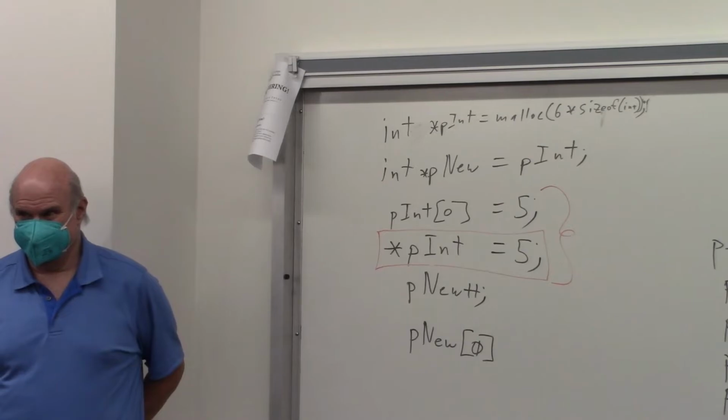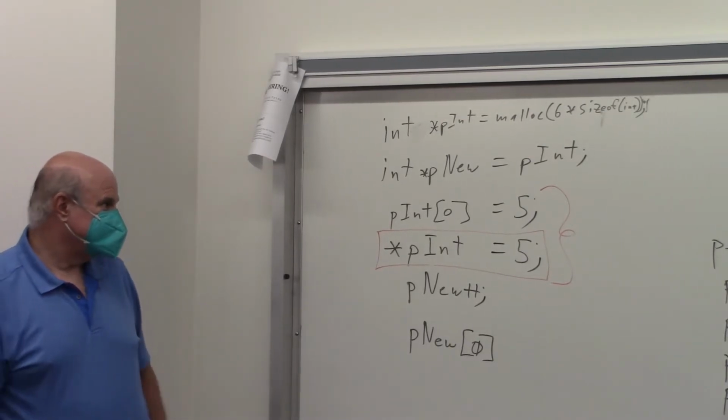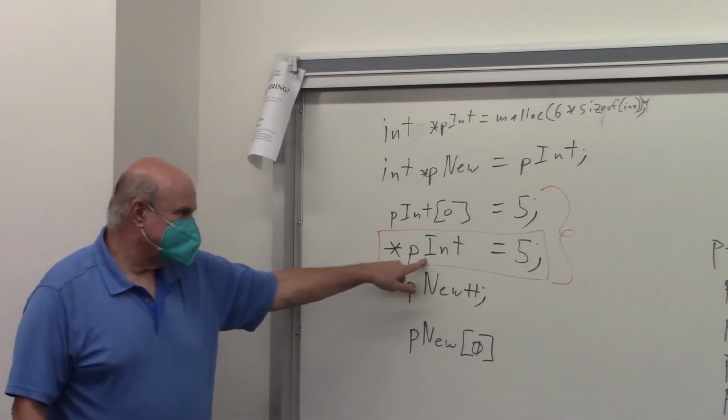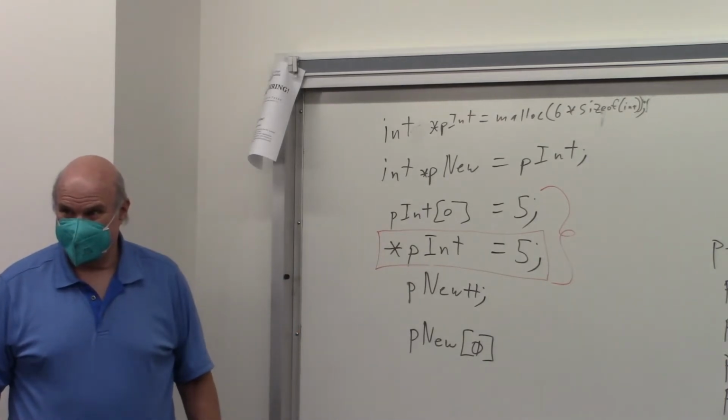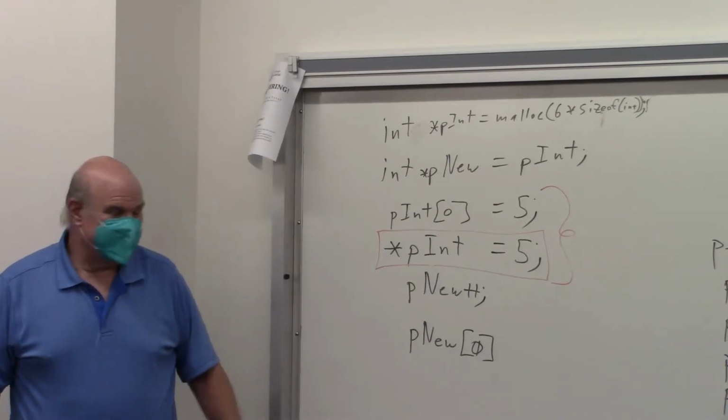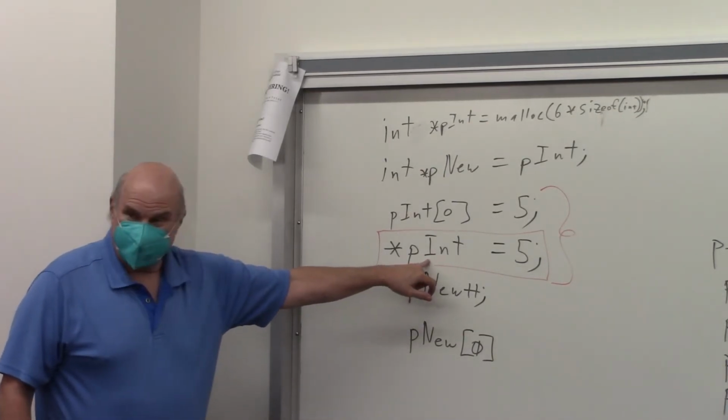asterisk p when you're dereferencing, does that set in the memory allocation? Does that set all of the values to 5 or just the value of 0? Just what this is pointing to.